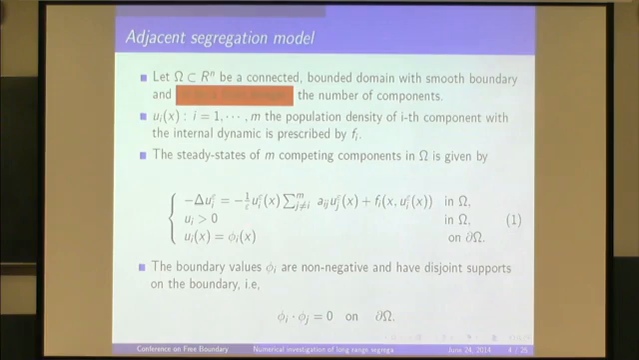We have 1 over epsilon, and the aim is to study this system when epsilon goes to 0. It means we have high competition. And the important issue is my boundary value. So phi i are non-negative. They have pointwise disjoint support on the boundary, and we will see that when epsilon tends to 0, this property will propagate inside the domain as well.